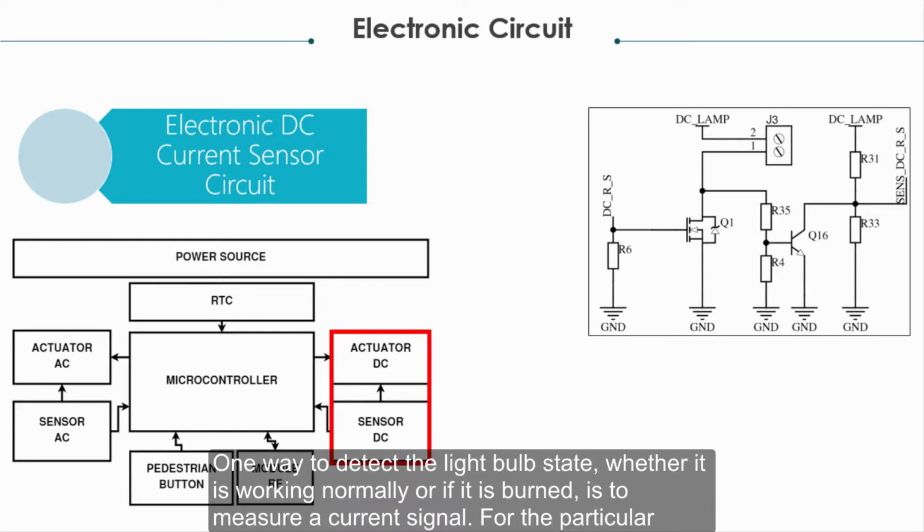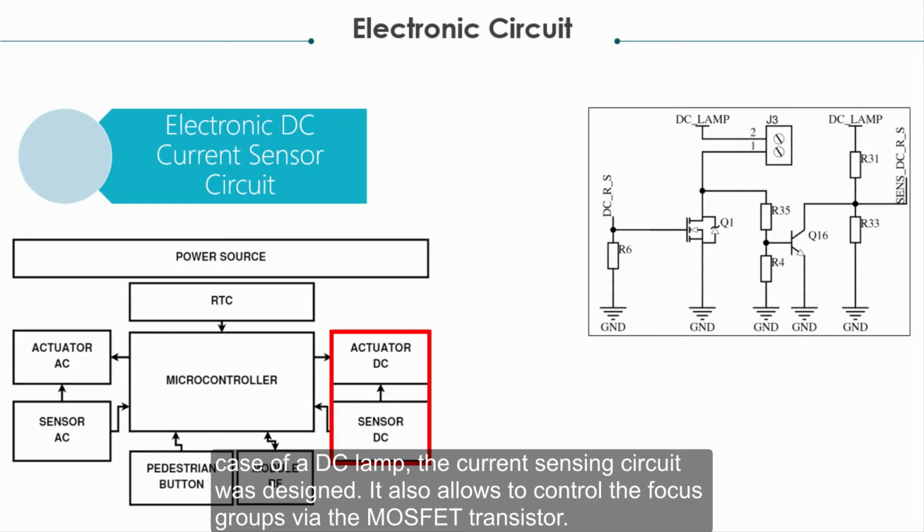Electronic DC current sensor circuit. One way to detect the light bulb state, whether it is working normally or if it's burned, is to measure a current signal. For the particular case of a DC lamp, the current sensing circuit has been designed. It also allows to control the focus group via the MOSFET transistor.